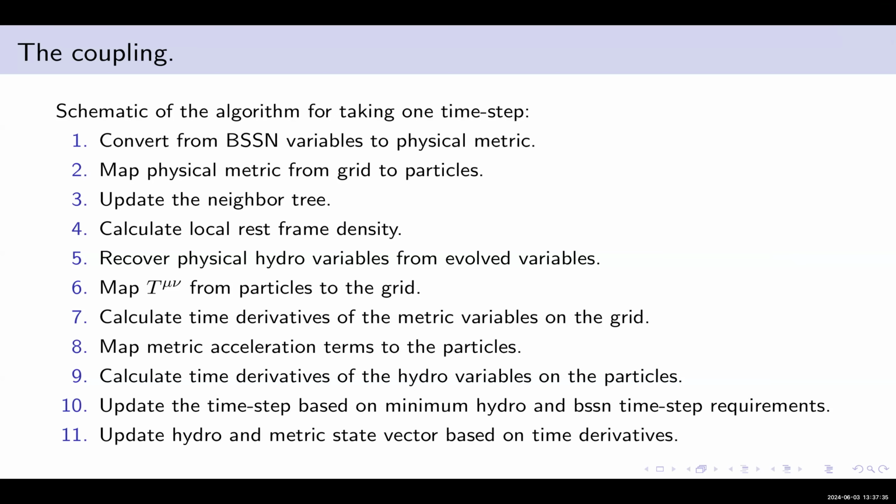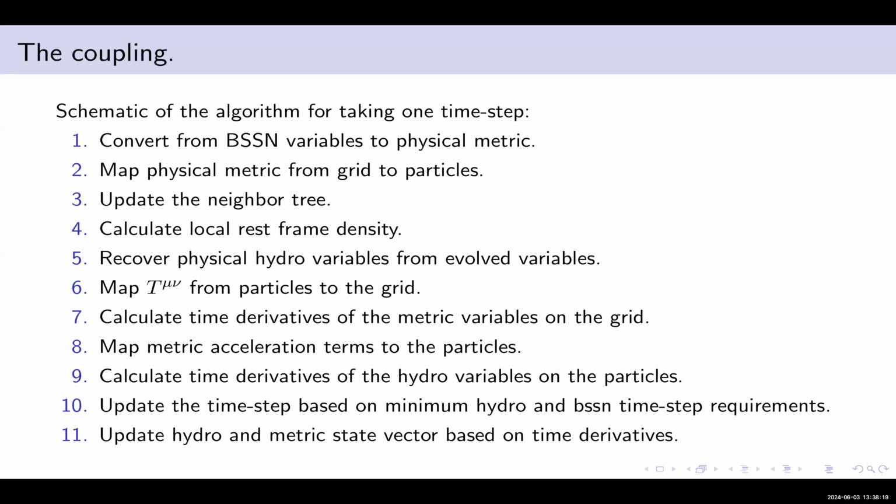So here's the schematic of the algorithm for taking one time step. First we have to convert from the SN variables to the physical metric. Then we have to map that physical metric from the grid to the particles. Then we have to update the neighbor tree that is used to figure out which neighbors to include in your sums to get the smooth variables, and then you can calculate the local rest frame density. Then you recover the physical hydro variables from the evolved variables.